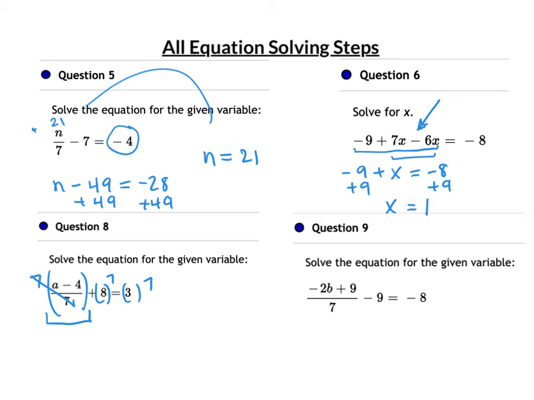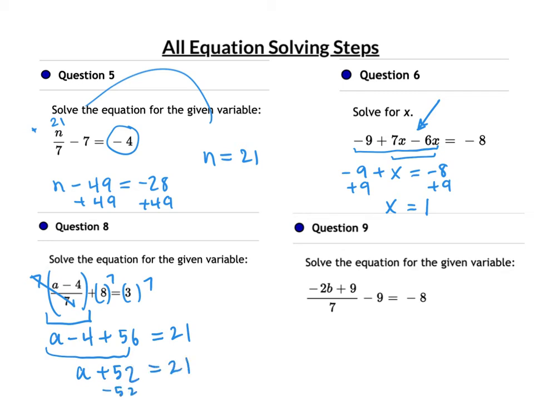So the 7's cancel. That leaves us with a minus 4 plus, you multiply by 7, 7 times 8 is 56, equals 7 times 3, 21. See how there are three things on this side? That means I need to simplify. Negative 4 plus 56 is 52. A plus 52 equals 21.